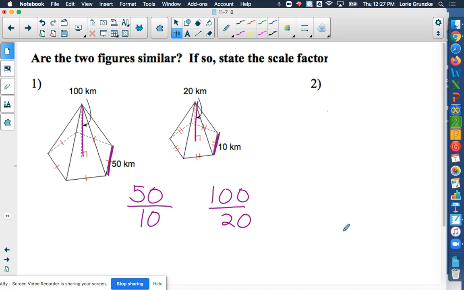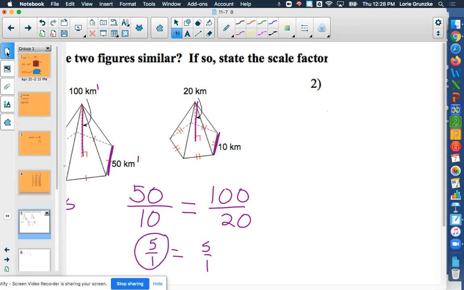There's a number of ways you can do it. We need to know if they're equal. You could cross multiply on your calculator, or you could reduce first. If I reduce, it'd be 5 over 1, 5 over 1, that'll work. If you just cross multiply, you'd get 1,000 and 1,000. So yes, they are similar. The scale factor is the reduced ratio. And notice these are all to the power of 1. So that works for the scale factor.